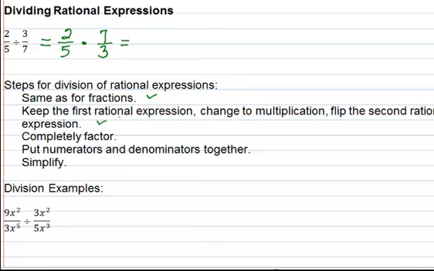And then we do the same thing that we did when we were multiplying rational expressions, where we just put the numerators and denominators together after we factored them. And then we simplify, looking for anything that's exactly the same on the top and on the bottom. So let's do a basic one again.